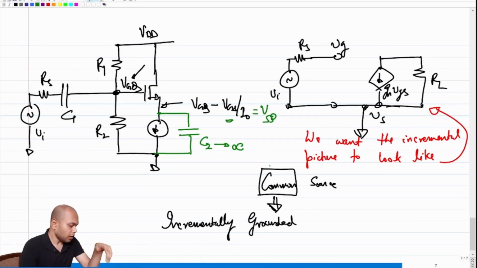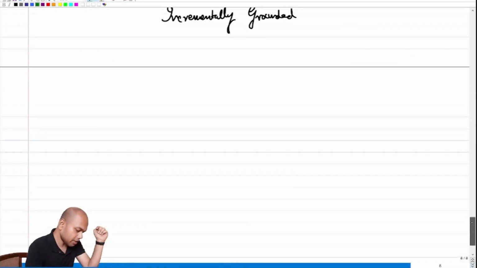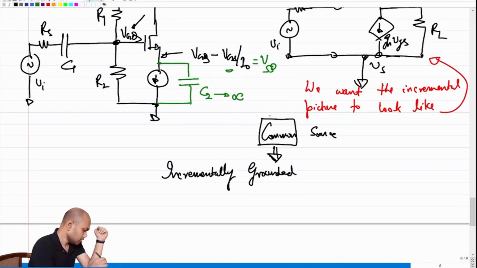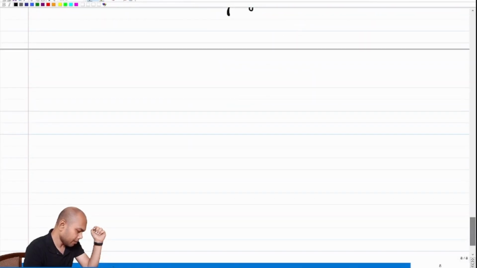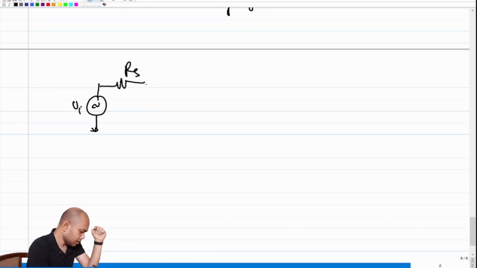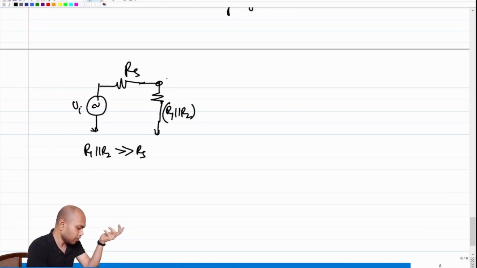Okay. So in the incremental picture, how has the incremental picture been affected? At the input side, we have Vi, RS, and the input capacitance is shorted. This is R1 parallel R2. Again, we have to ensure that R1 parallel R2 is much greater than RS. If this is ensured, this voltage will be approximately equal to Vi. So this is the gate voltage, Vg, which should be approximately equal to Vi.